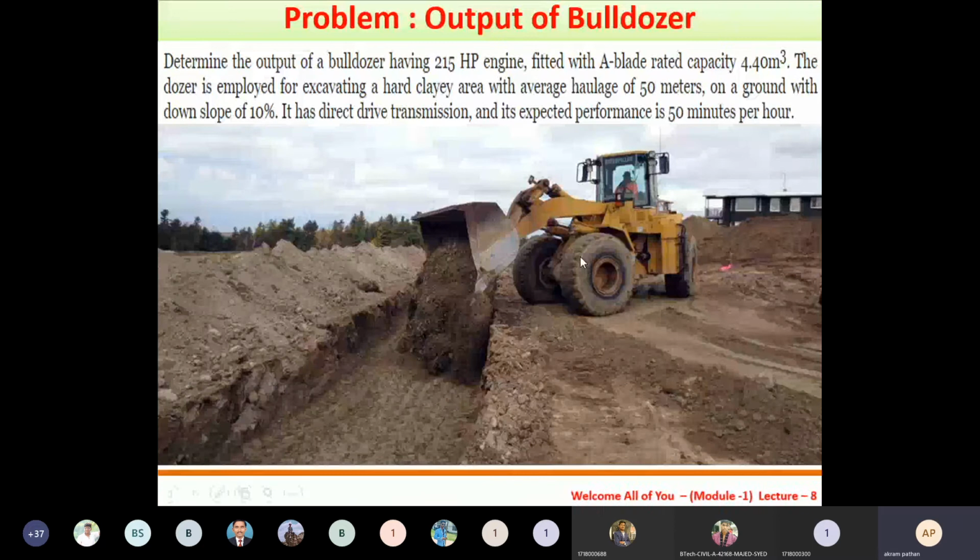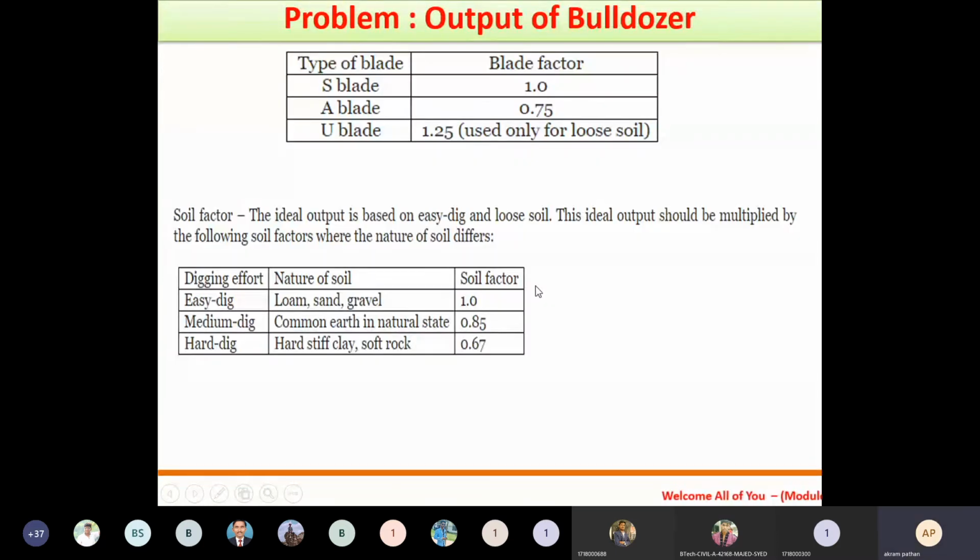Okay, so we will move to another. Now here I would like to mention this data required for solving the previous problem. You require this data, so make a screenshot of this, or this data is also available in our folder also. So we require this to solve the output of a bulldozer.